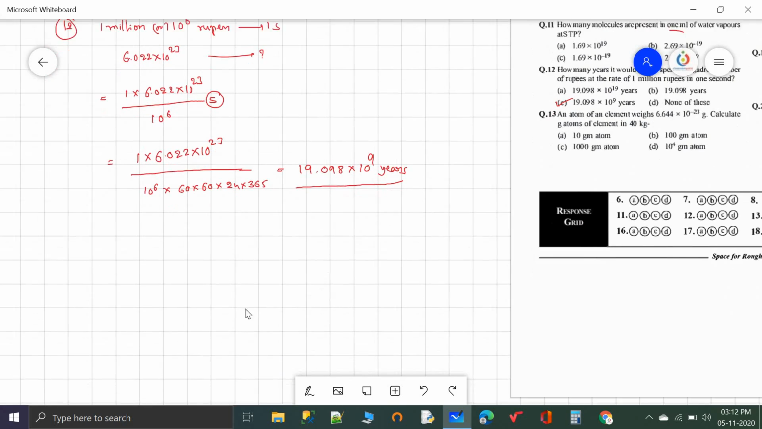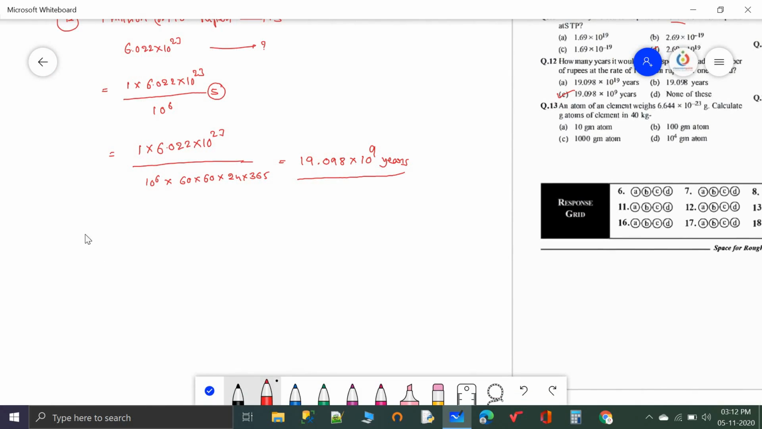Let's try to solve question number 13. An atom of an element weighs 6.644 into 10 power minus 23 grams. Calculate the gram atoms of the element in 40 kg. So here let's try to calculate. They are asking how many gram atoms are present. Gram atoms are nothing but the number of moles.